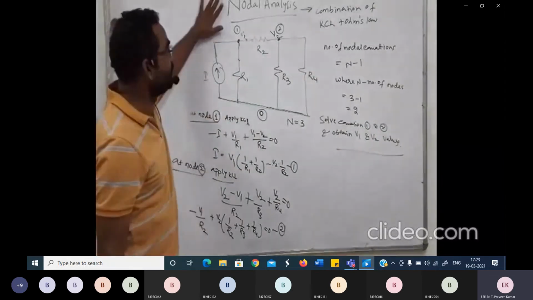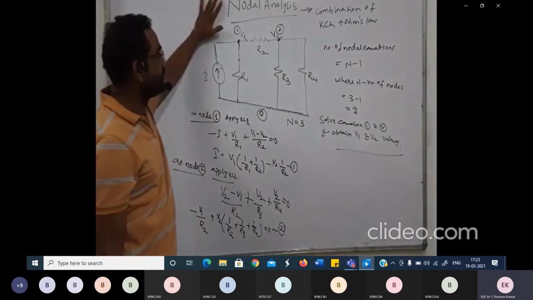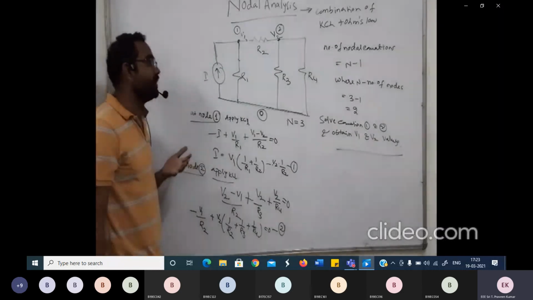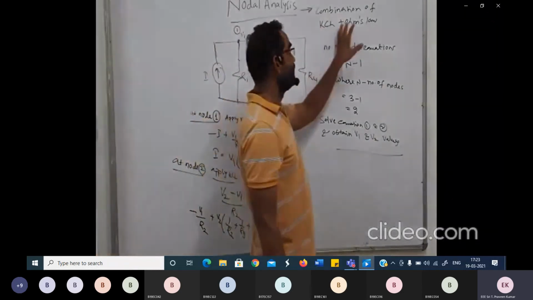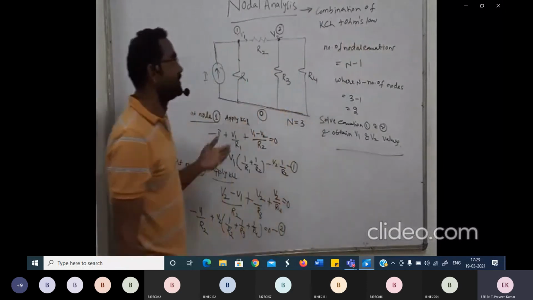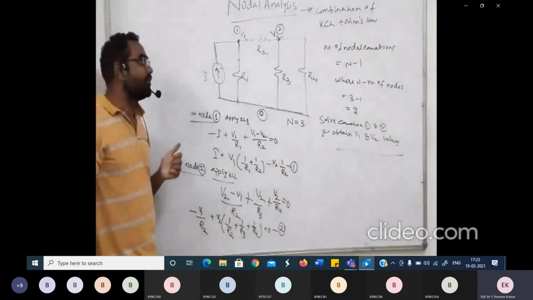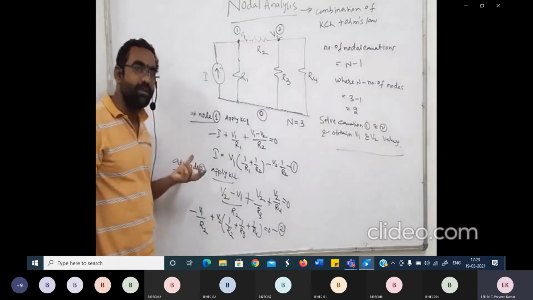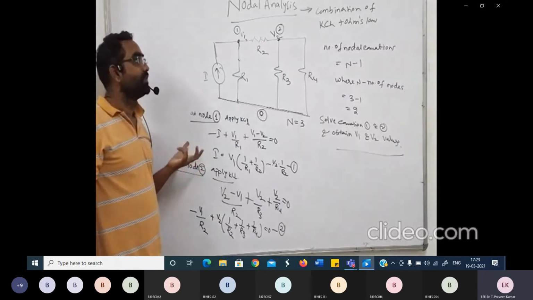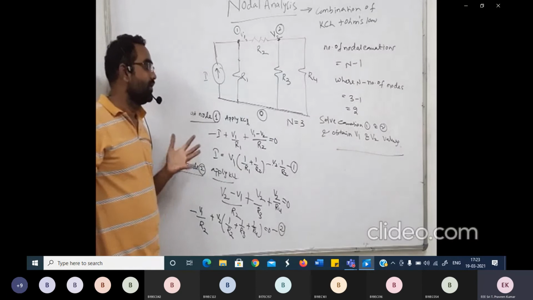First thing, when we are going for nodal analysis, what are the laws we need to know when we write nodal analysis? It is always a combination of KCL and Ohm's law. A 1 mark question is also asked in earlier competitive examinations, so always keep it in mind. Nodal analysis is a combination of KCL and Ohm's law, whereas mesh analysis is a combination of KVL and Ohm's law.